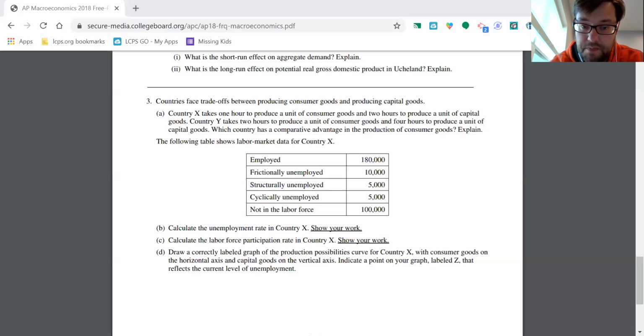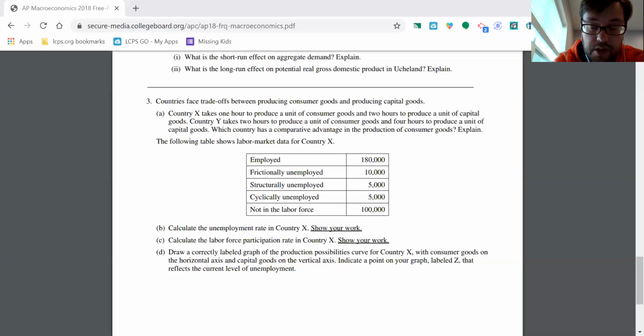That was your employed plus your unemployed. So that should be our 200,000 figure, right? That's down here. Labor force down here, 200,000. So we know that was 200.